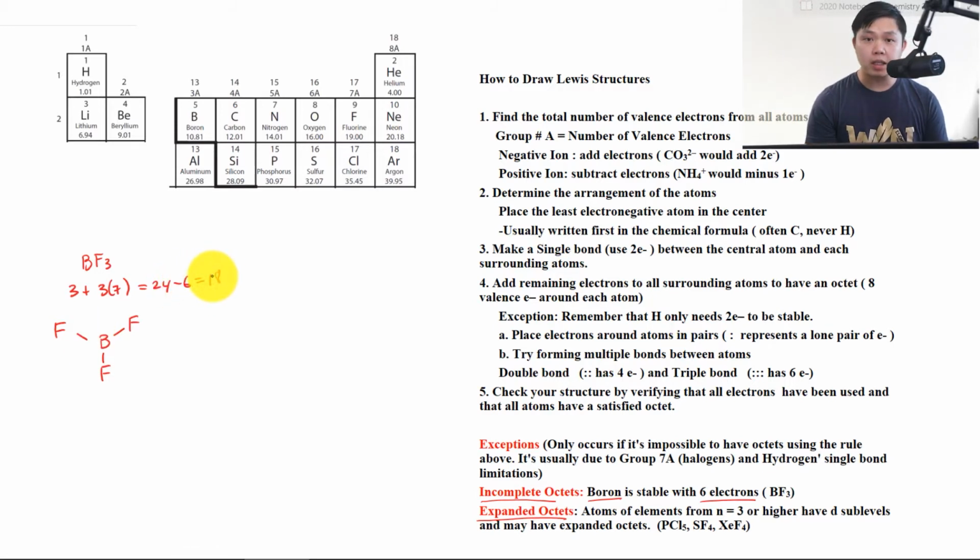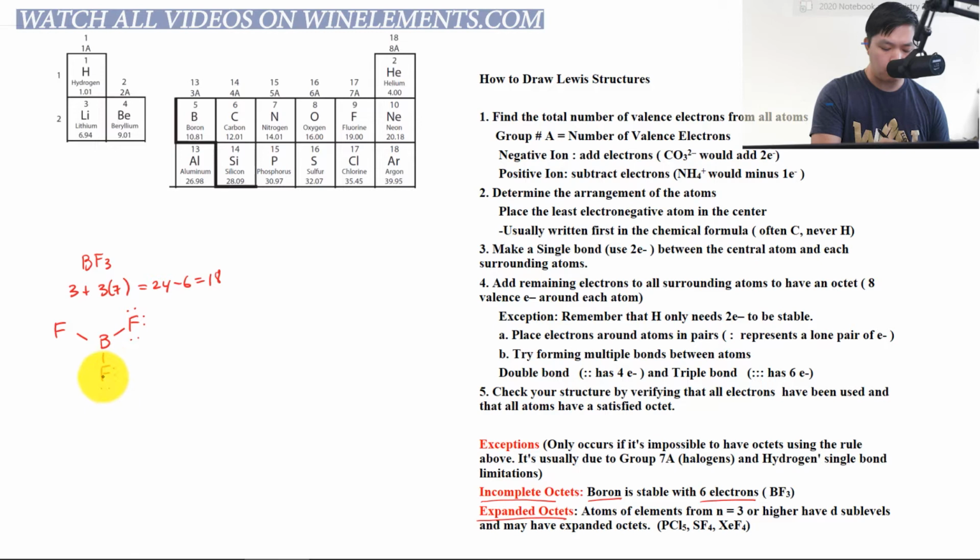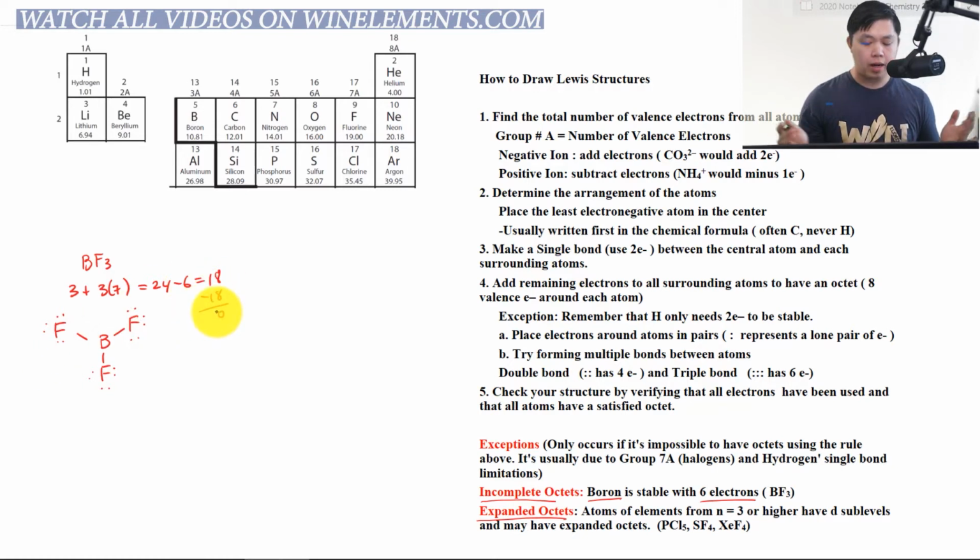Now we are going to place the lone pairs around the surrounding atoms to make sure they have an octet. 1, 2, 3, 4, 5, 6. And there you go. We just used, what is 6 times 3? 18. So we have 0 left. And that is the complete picture for boron trifluoride.